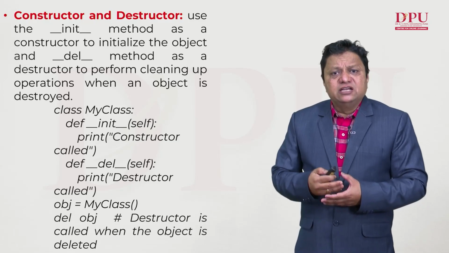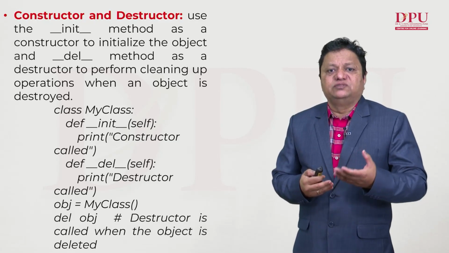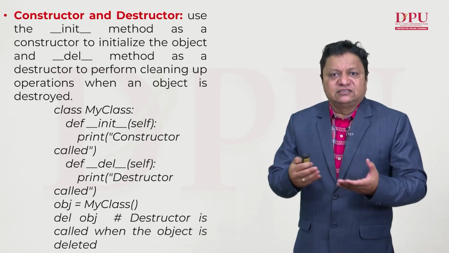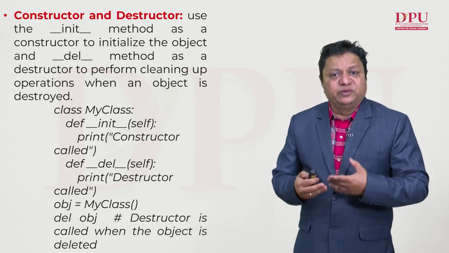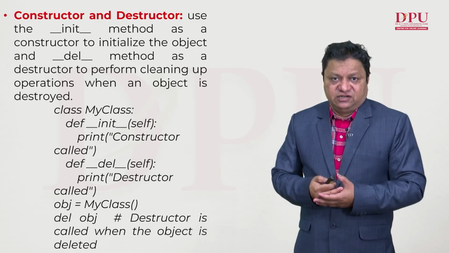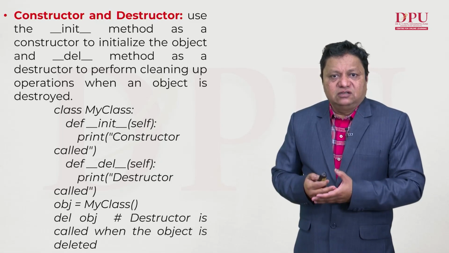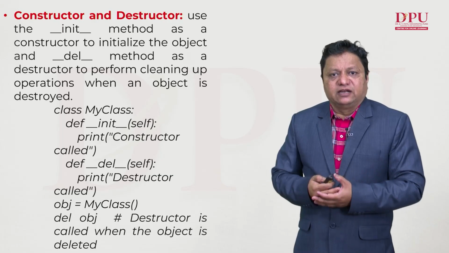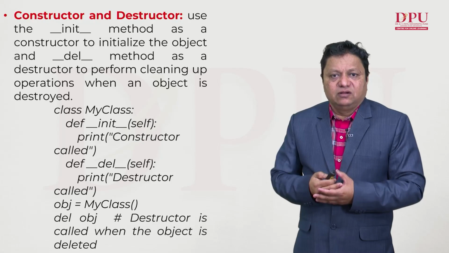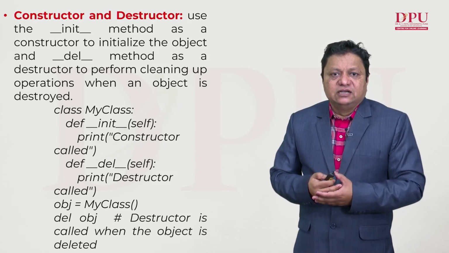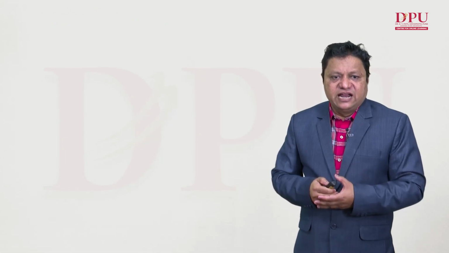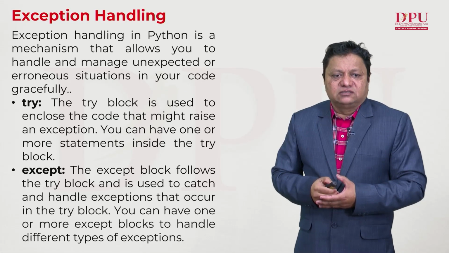That means it will provide the initial values to your objects. That is the work of the constructor. And the destructor, once your work is over, that object needs to be destroyed, otherwise the memory is wasted. So, here the destructor will release the memory and the constructor will allocate the memory or initialize the values to the data members.